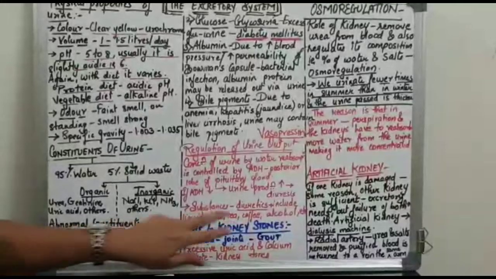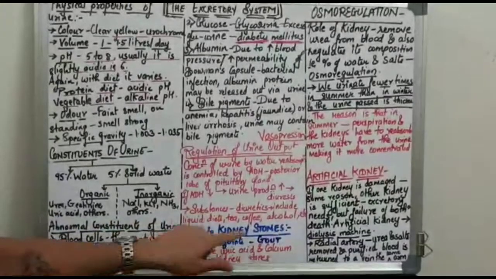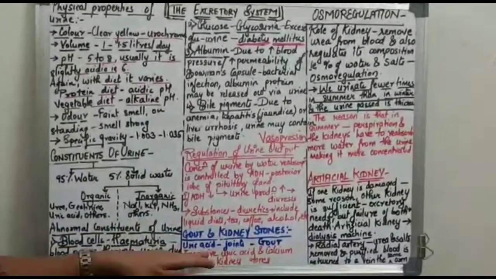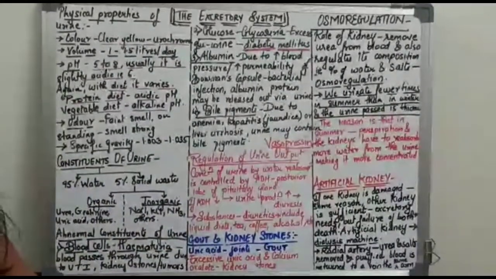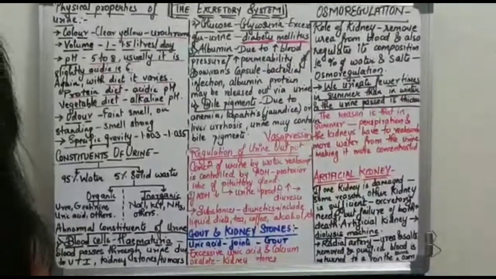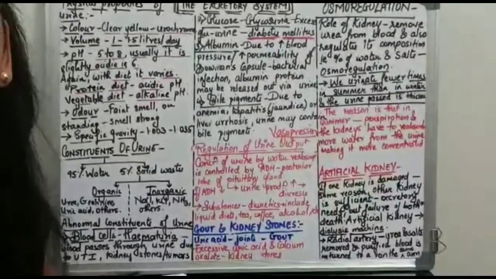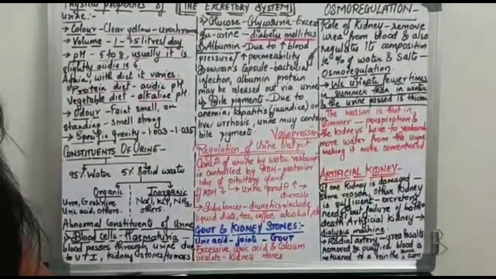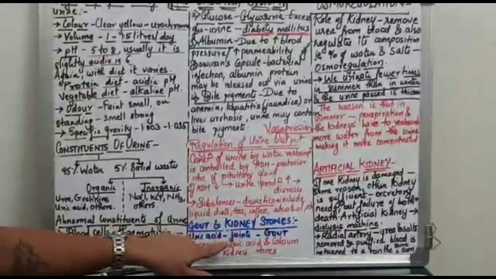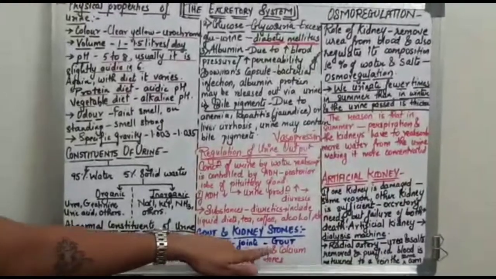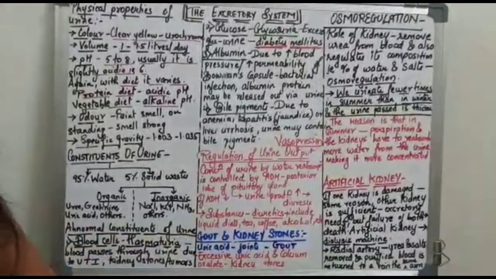There are two conditions mentioned, gout and kidney stones, where it's clearly said that uric acid is not easily soluble in water, because of which it gets deposited in our body. And where in our body? It gets deposited in the joints, leading to the condition called gout.